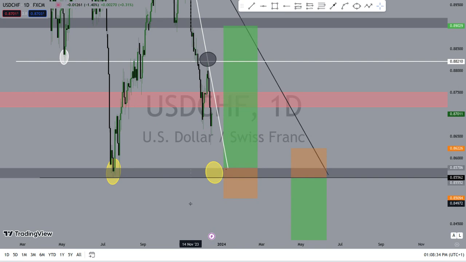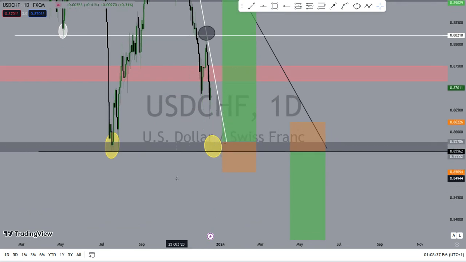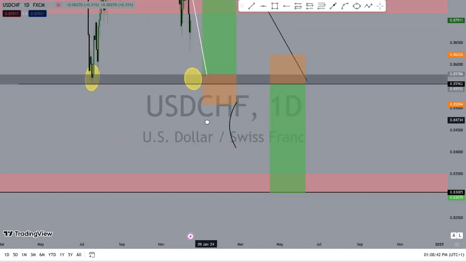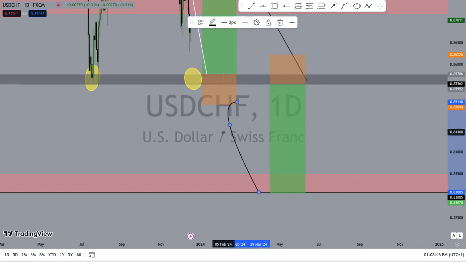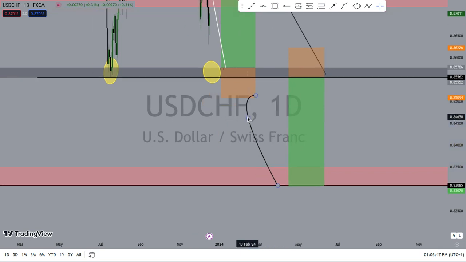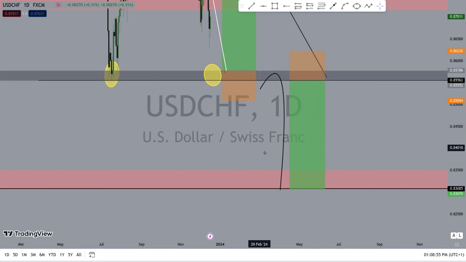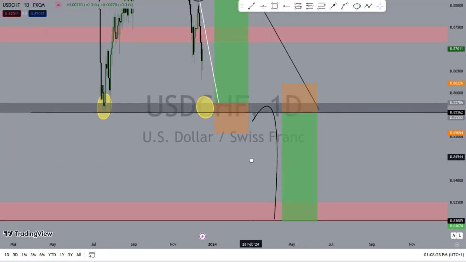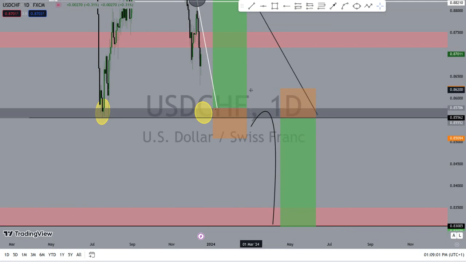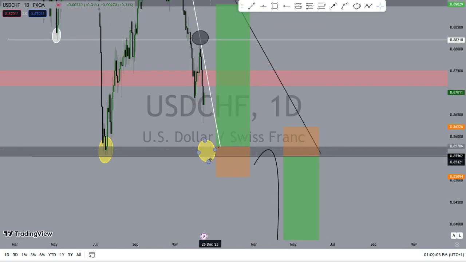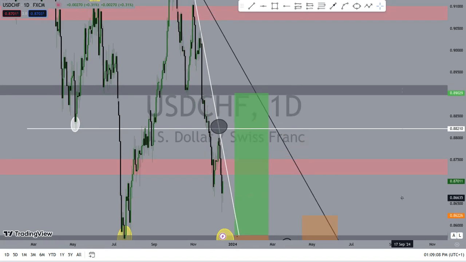But if it doesn't, then we should see price break below this bar to give us a clear break and a retest to the downside, something like this. It was a clear break and retest to the downside if the right leg wasn't formed. So that's that for USD CHF.